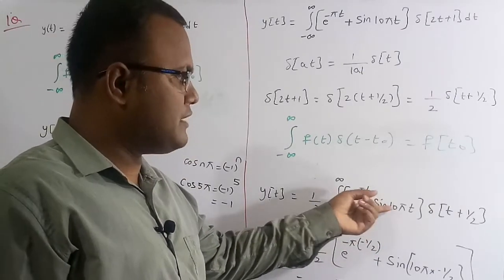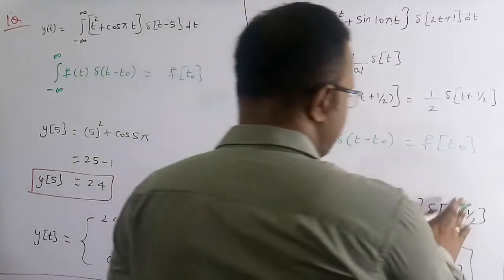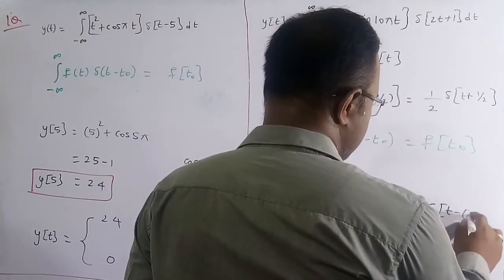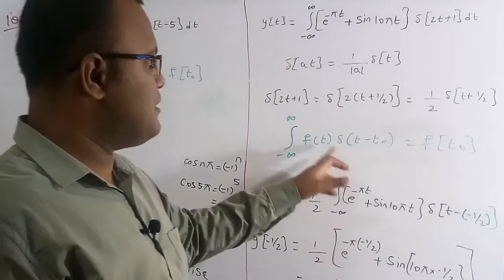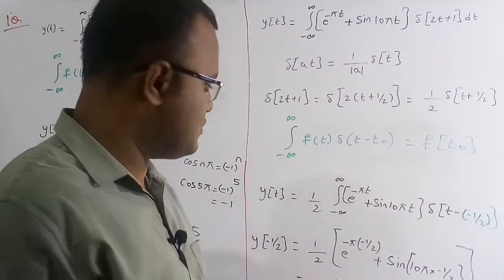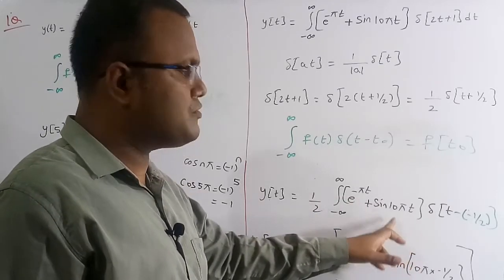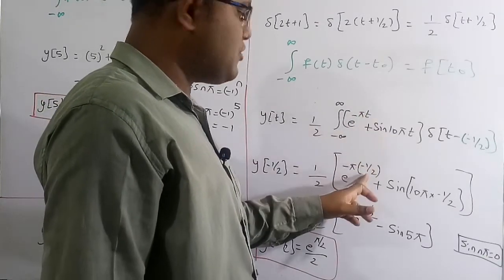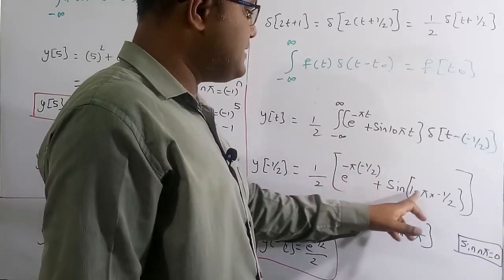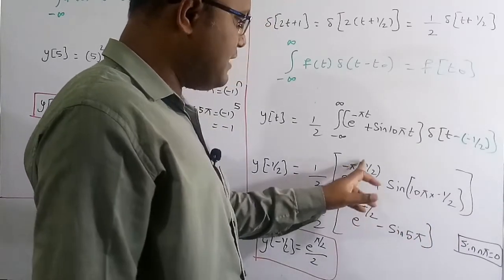So in place of f of t I need to substitute here, because here f of t minus t naught is nothing but, we can write here minus of. So therefore t naught is nothing but minus of. So in place of t you need to substitute minus of. This is a function f of t, right? So in this you have to substitute t equal to minus of. So now e to the power of minus 5 into, in place of t minus of, sine 10 pi into minus of. Now if you substitute here, minus into minus is nothing but plus.